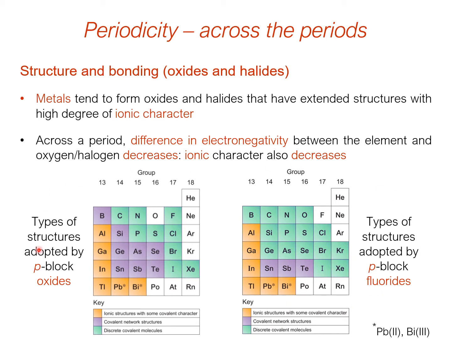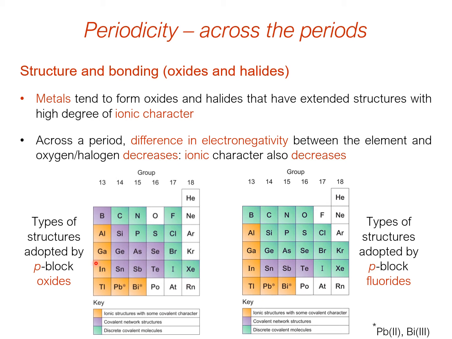And I've got some P blocks down here that show the structures of P block oxides and fluorides, and you can see that these yellow ones with the metals have ionic structures with some covalent character. The metals form with the fluorides and oxides, both of them ionic structures with some covalent character.